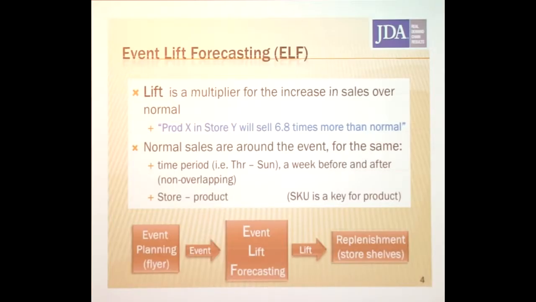The person that does this event planning might do it maybe 3 weeks before the event. It's not planned way far in advance, like 6 months, but in a shorter time period. On the bottom left, the event planning flyer would feed into the new module, the event lift forecasting, and then that would feed into the replenishment. That was the overall flow of things. It's trying to say that product X in store Y will sell 6.8 times higher than normal. That would be some of the context of working on this project.